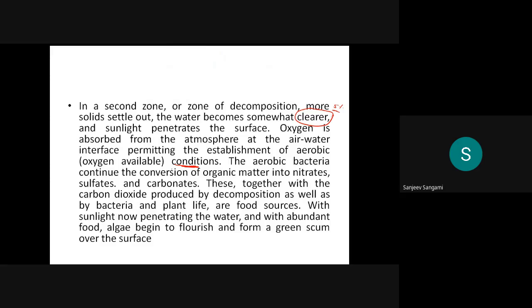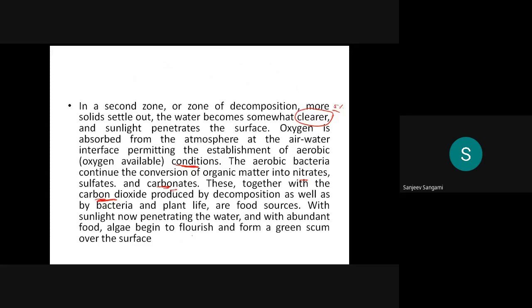The aerobic bacteria continue the conversion of organic matter into nitrates, sulfates, and carbonates. So there you observed things like the production of carbon dioxide, methane, and some sluggish gases. But in this case, you can see there is a conversion to nitrates, sulfates, and carbonates. This is for the aerobic bacteria, together with the carbon dioxide produced by decomposition by bacteria. But this decomposition carbon dioxide is very little. With sunlight now penetrating the water, and with an abundance of food, algae will begin. And you can see in this layer green scum over the surface. This is one indication: if the green comes over the surface, it means decomposition is slightly happening.